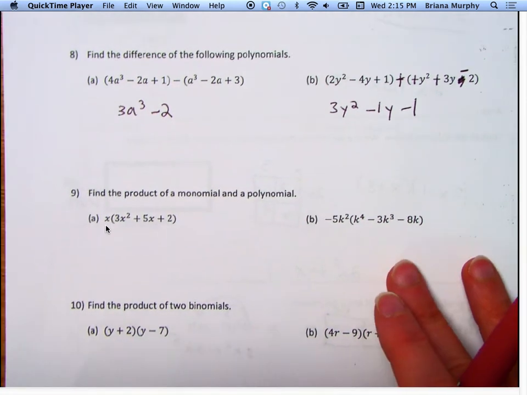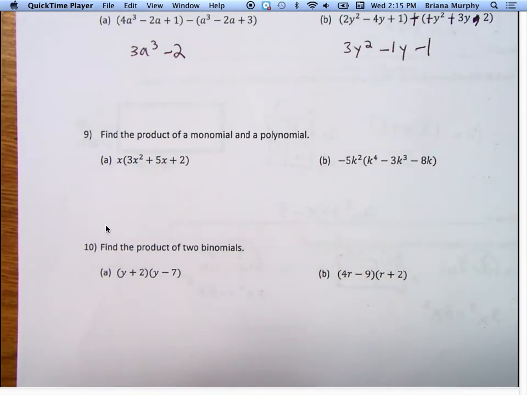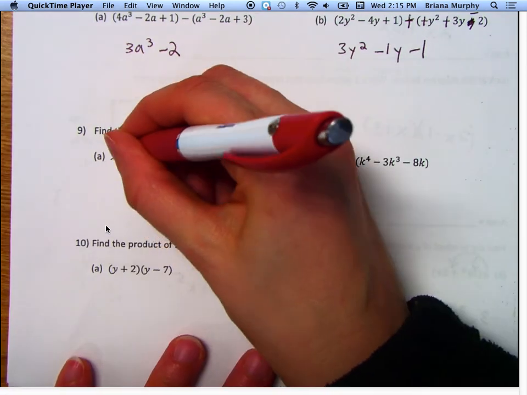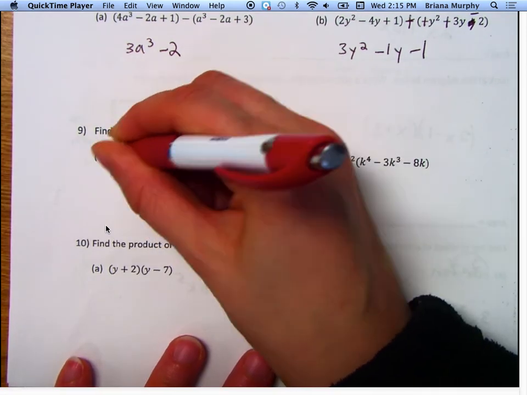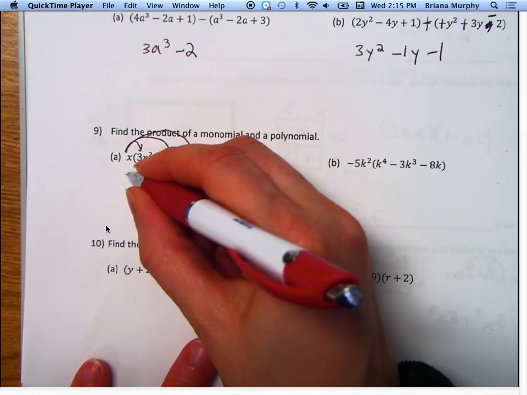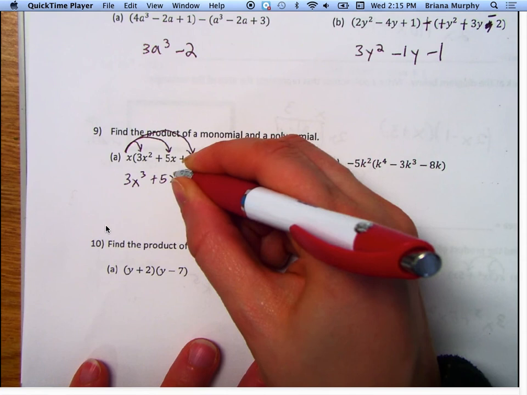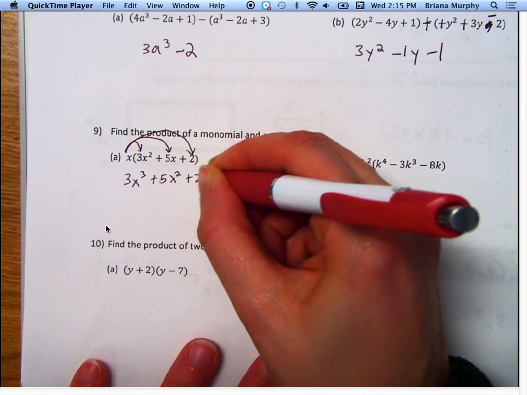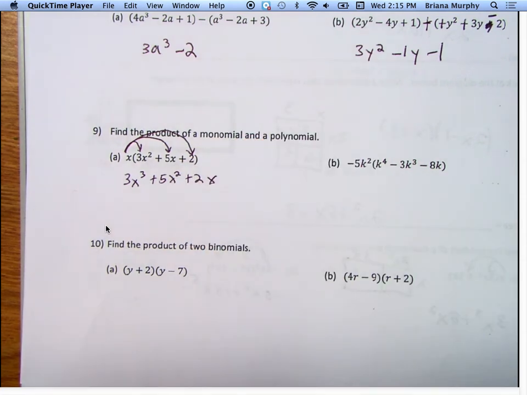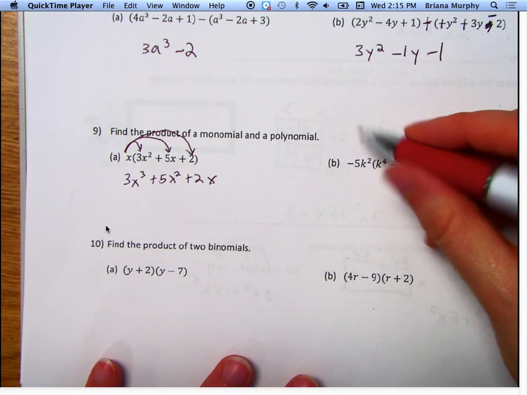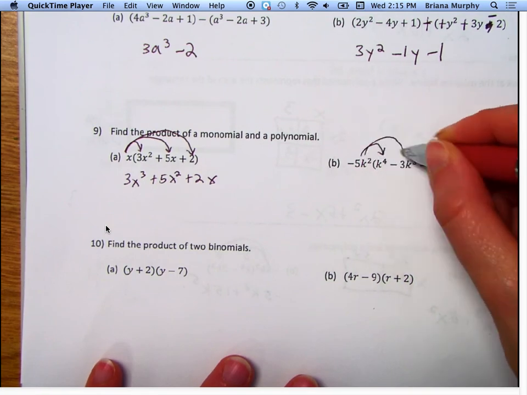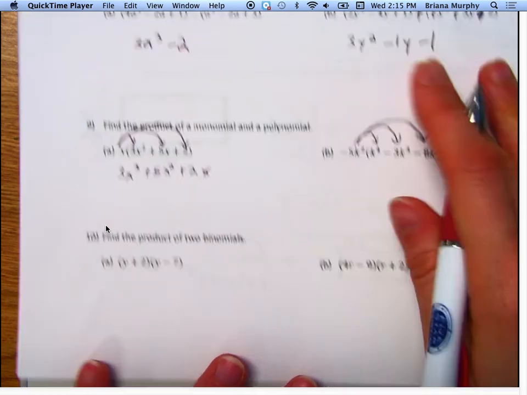Okay, number 9. Again, I like to just distribute. You can totally make a 1 by 3 box. You're going to multiply this out. So we get 3x to the third plus 5x squared plus 2x. Same thing as the front? Same thing with b. Are these repeated twice? Yep. All right, we'll just do it twice then.